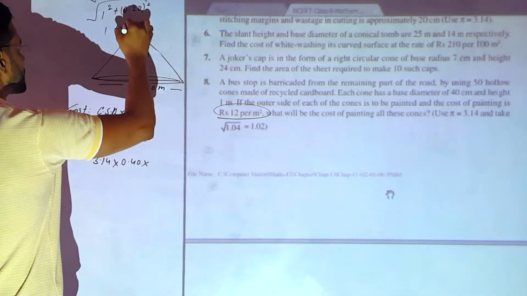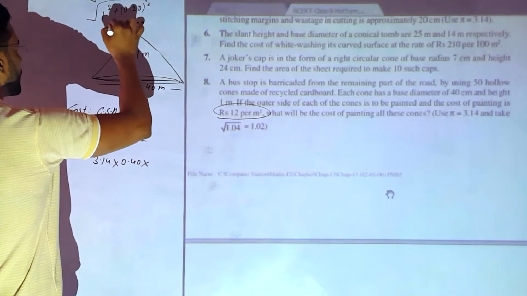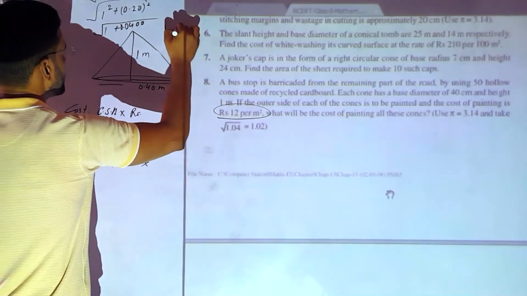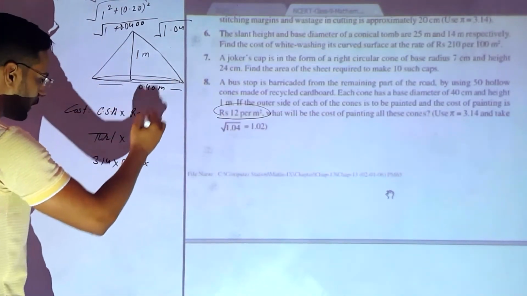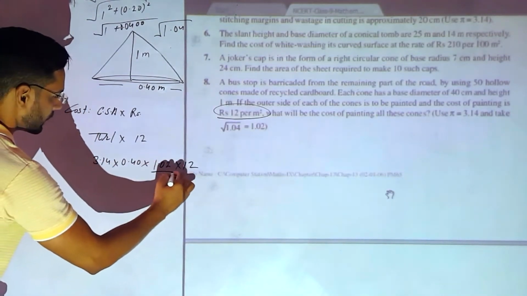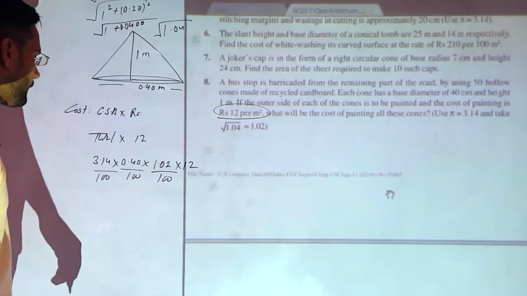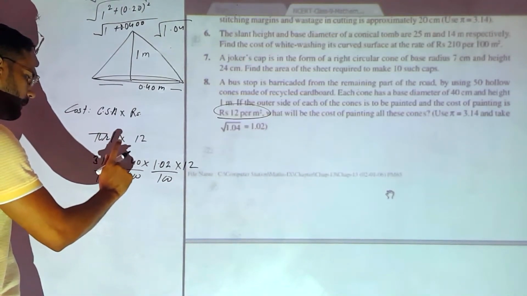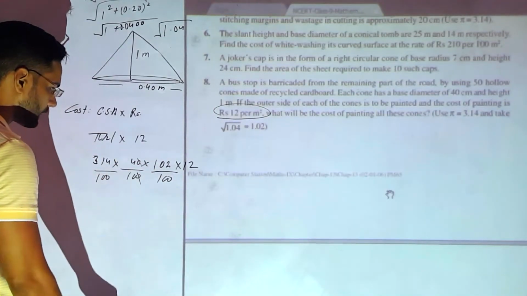So this becomes 1.04 and here the value is 1.02 for L, into rate. Remove the decimals, this one also and this one also. First, second, third. Zero cancel.